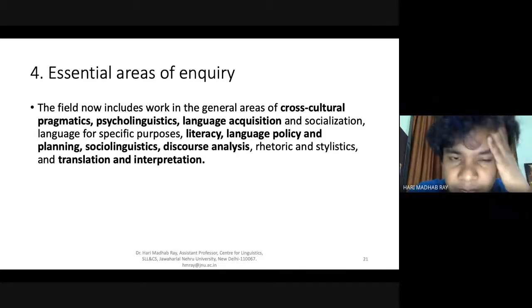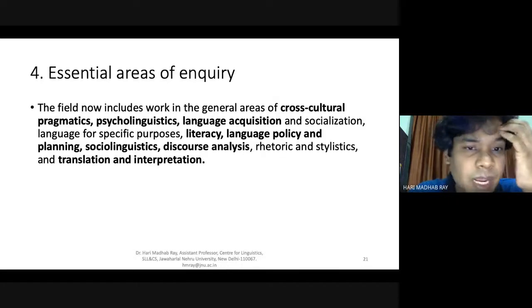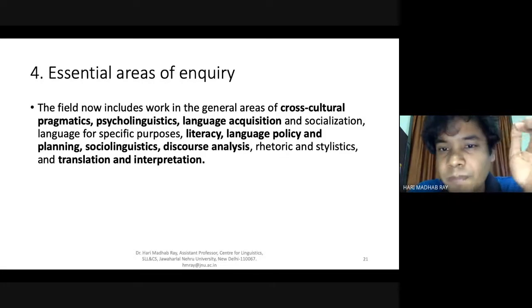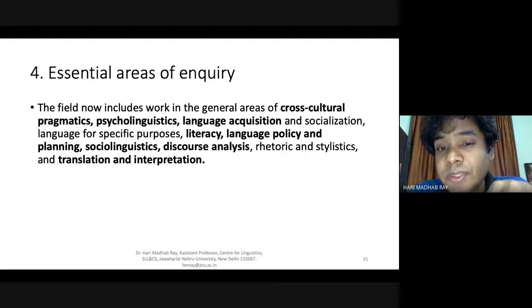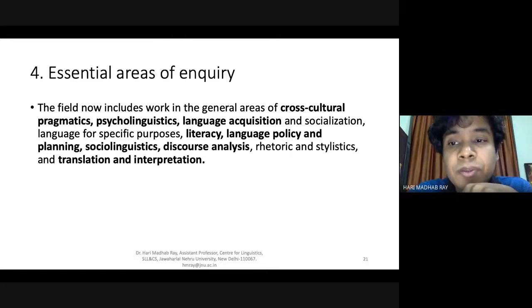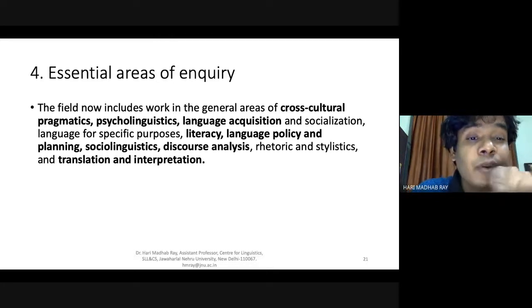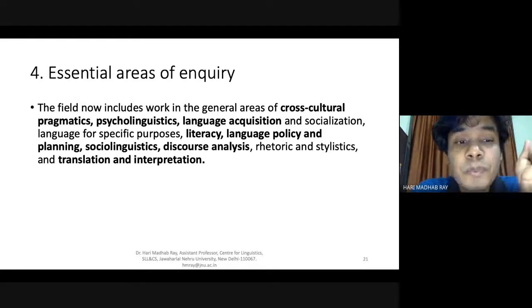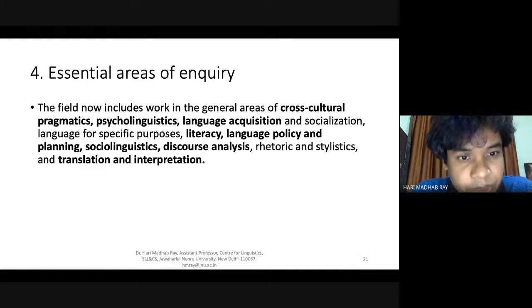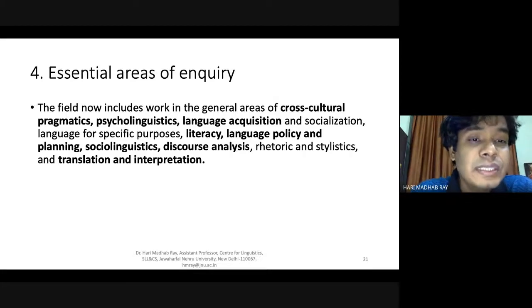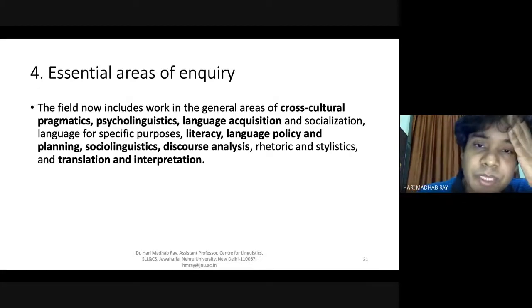Also, it's expanded: cross-cultural pragmatics, psycholinguistics, language acquisition, not only language acquisition, even second language acquisition we'll talk about, socialization, language for specific purposes, literacy, language policy and planning, sociolinguistics, discourse analysis, rhetoric and stylistics, translation and interpretation. So these are some of the essential areas of inquiry if you're talking about applied linguistics.